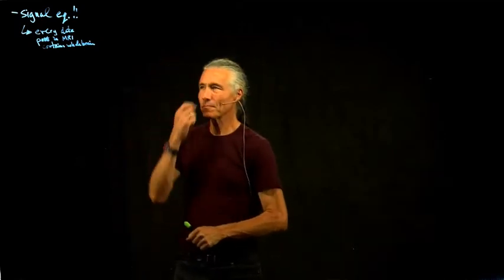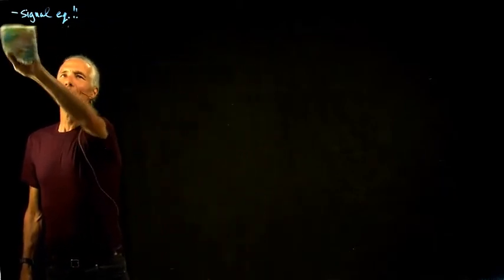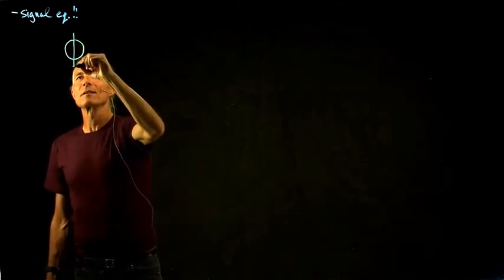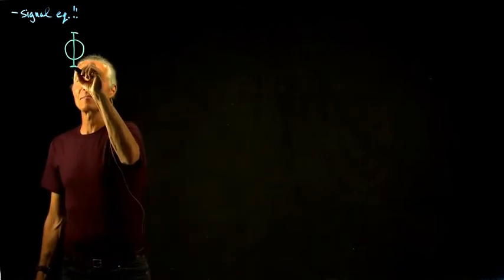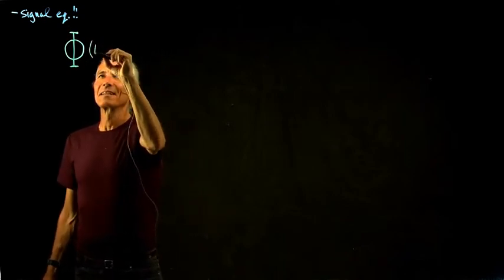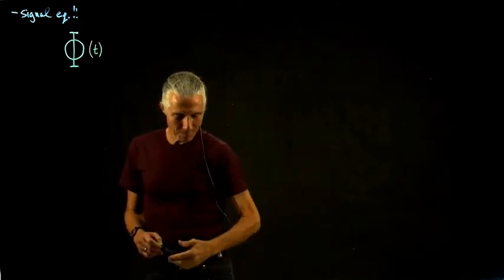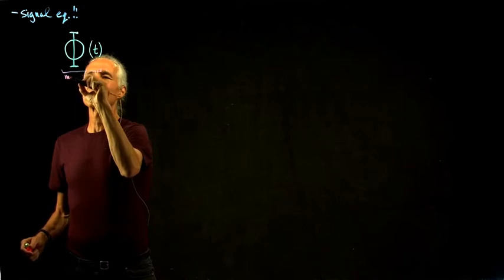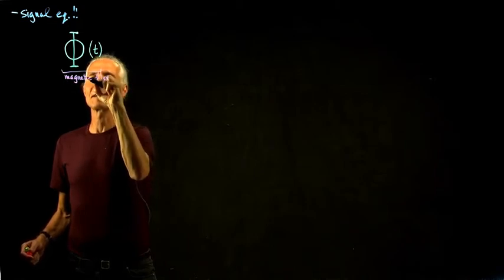Okay, so what is the signal equation? And why does it contain information about every point in the brain? So we're going to start off with a capital phi. If you see that symbol, that's just a capital phi. So what is this? This is called the magnetic flux. Flux capacitor. It's not a capacitor, just flux.